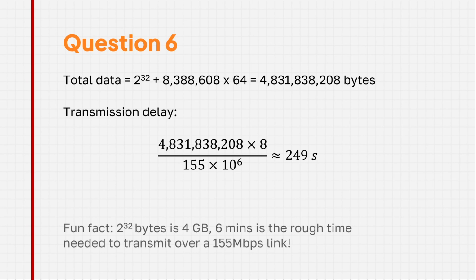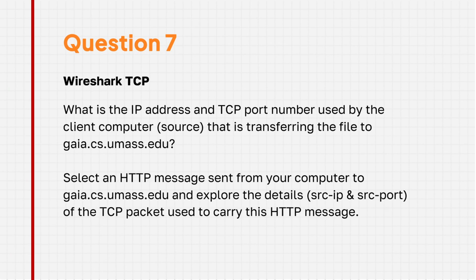So fun fact, 2 raised to 32 is about 4 gigabytes. This means that for 4 gigabytes sent over 155 megabit per second, it takes you about 6 minutes. Any questions? If no questions, this part I'll just skip first. If you're interested, there's a recording for this that I'll share later.